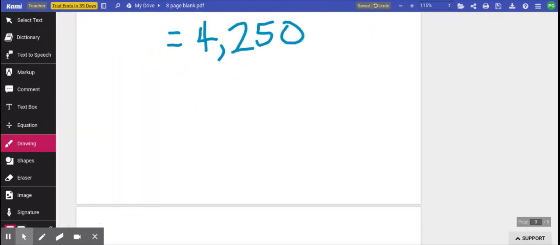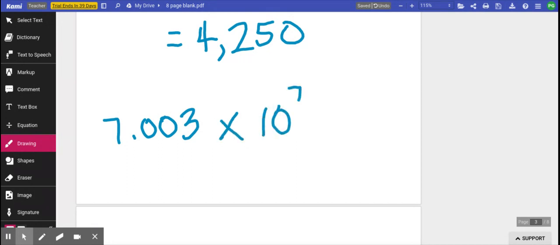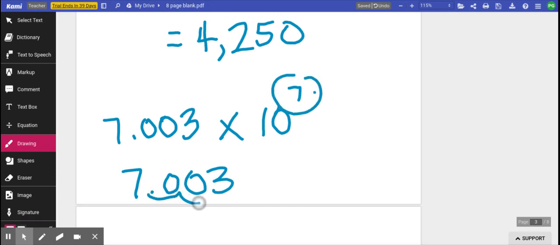Another example, 7.003 times 10 to the seventh. Let me start with my given value. And now I'm going to move the decimal place 7 times. 1, 2, 3, 4, 5, 6, 7. And then I'm going to put my commas so that I can be clear on what number. 7.003 times 10 to the seventh, I did my commas wrong, is 70,030,000.